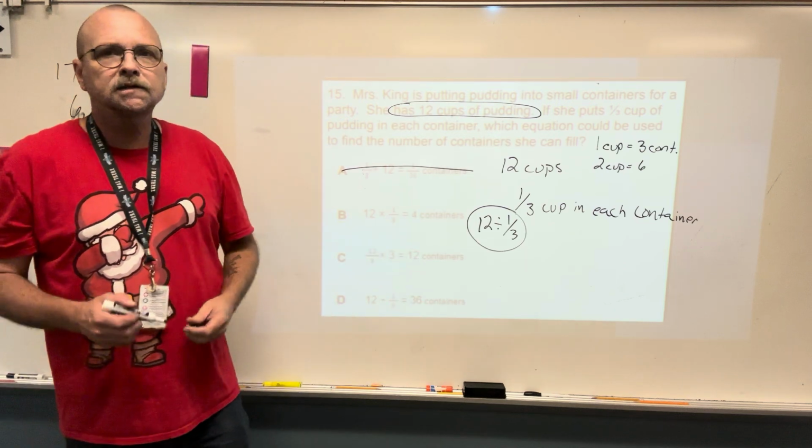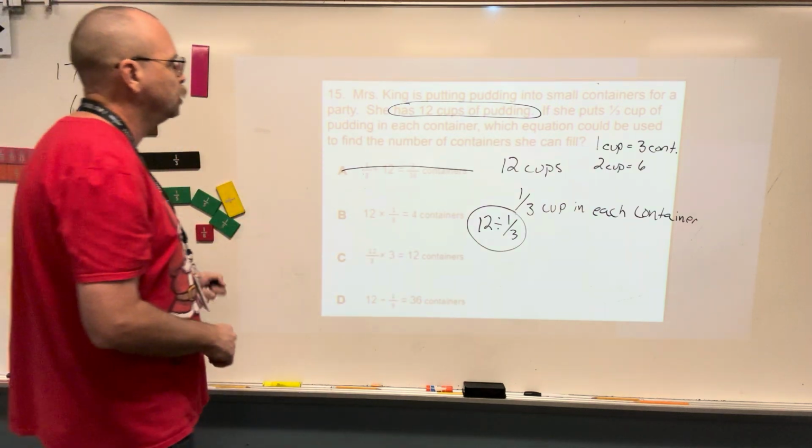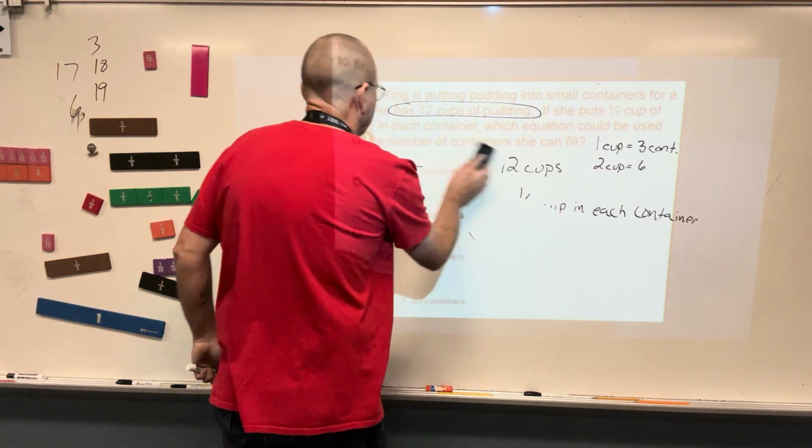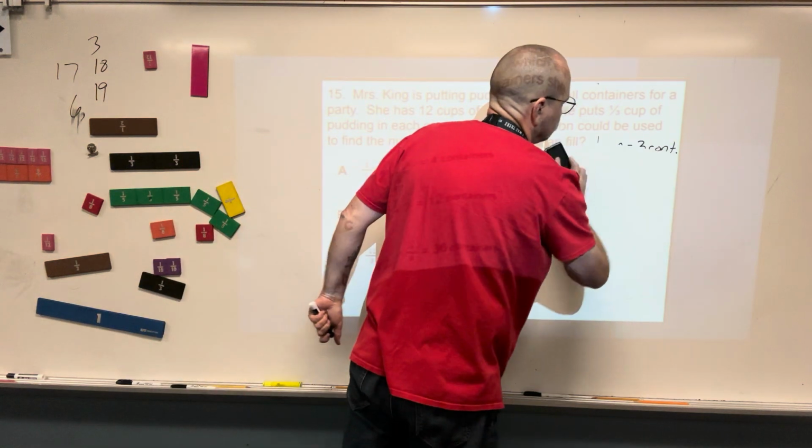Okay, so there's 36 containers. You can put 36 containers of pudding. Now, Mrs. King and her pudding, she's putting pudding in containers.